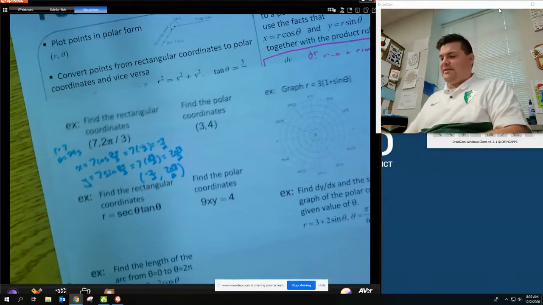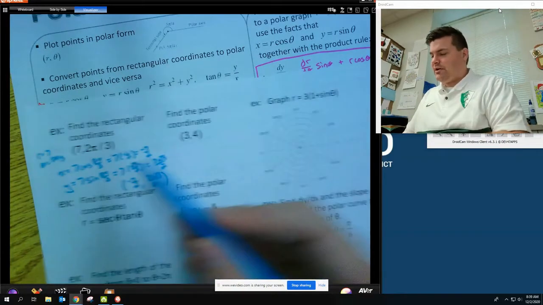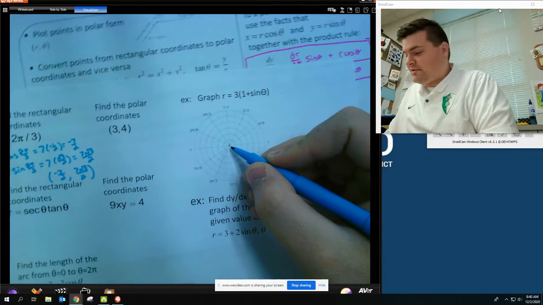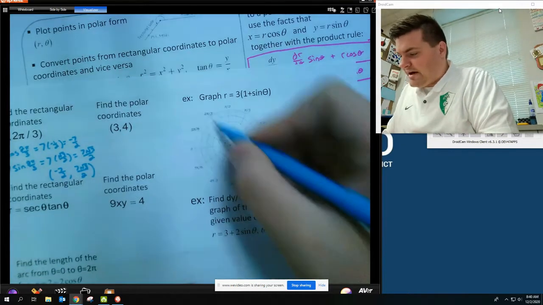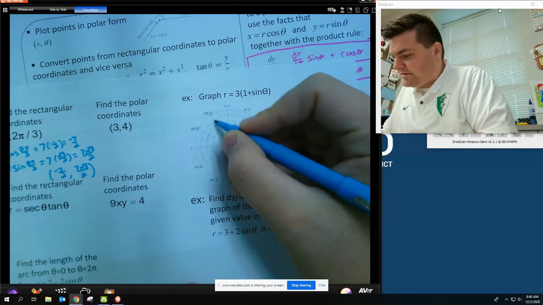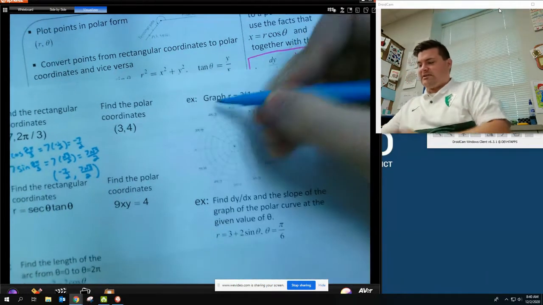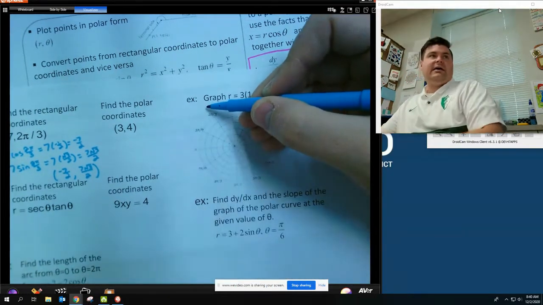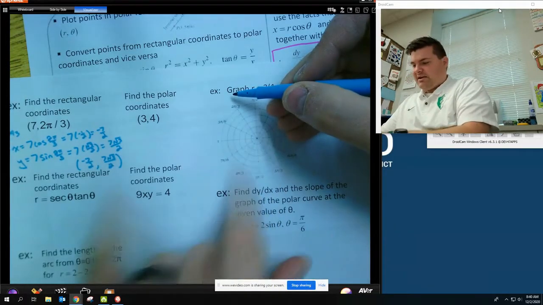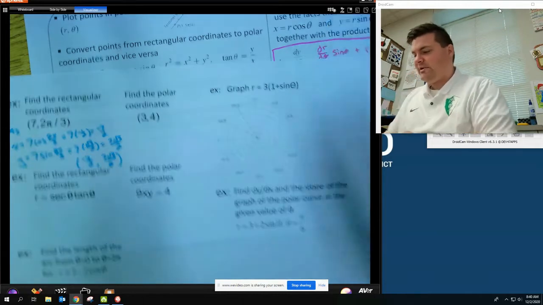If I were to plot this, I'll just kind of show you over here. If I were to plot this point, it would be over here. So using this graph, here's the origin. So we're going to go out in the 2 pi over 3 direction, out 7: 1, 2, 3, 4, 5, 6, 7. So it's over here, which makes sense because if I made this into an x and y equation, it would be to the left, which is why it's negative, and then it's up, which is why it's positive. So it all makes sense.